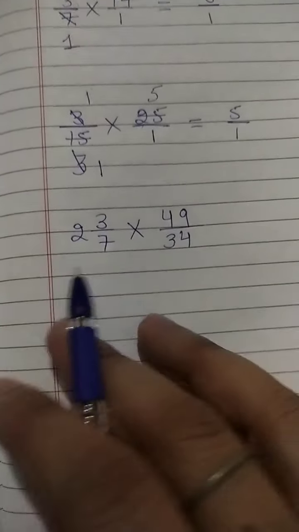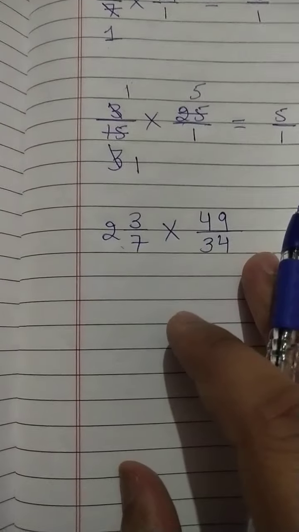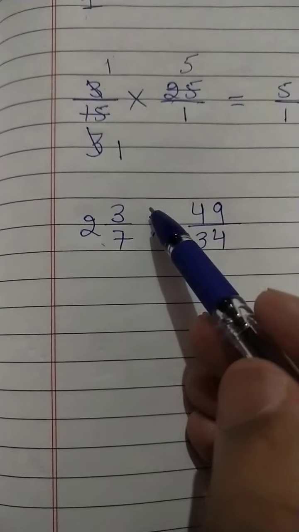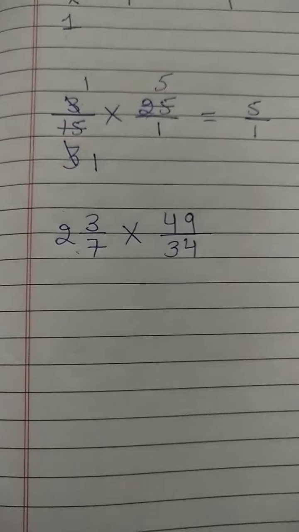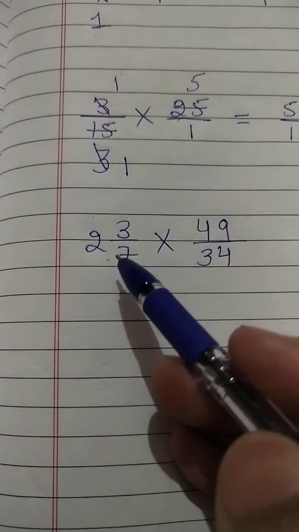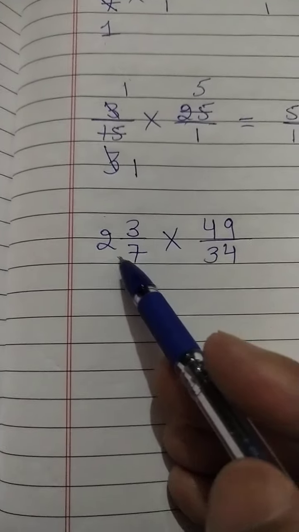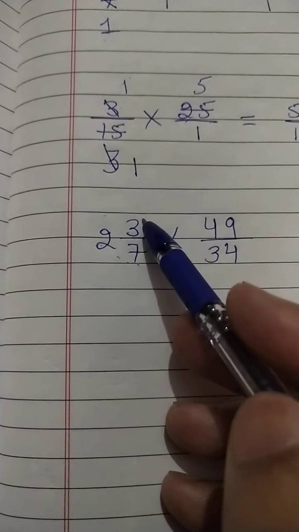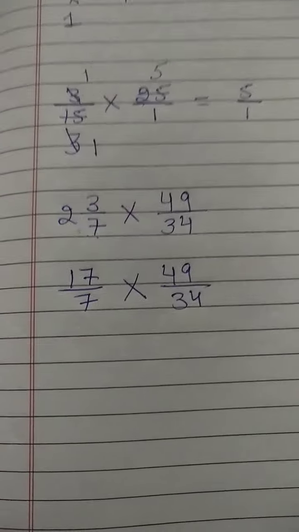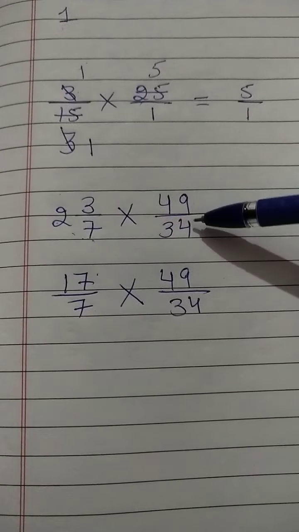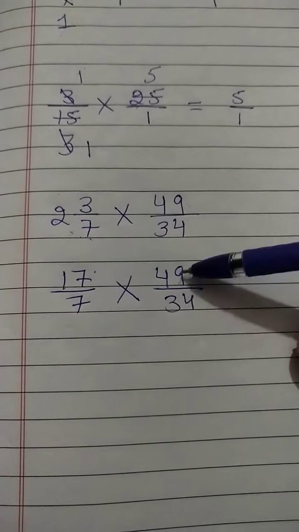Now our next example is of a mixed fraction and an improper fraction. We have to multiply these two fractions. First of all, we will change this mixed fraction into an improper fraction. I already explained this method, how to convert a mixed fraction into an improper fraction. So here we will apply that method. We will multiply 7 and 2, 14. 14 plus 3 is 17. So here it becomes 17 upon 7. 49 upon 34 was already an improper fraction. So we will write it as it is, 49 upon 34.